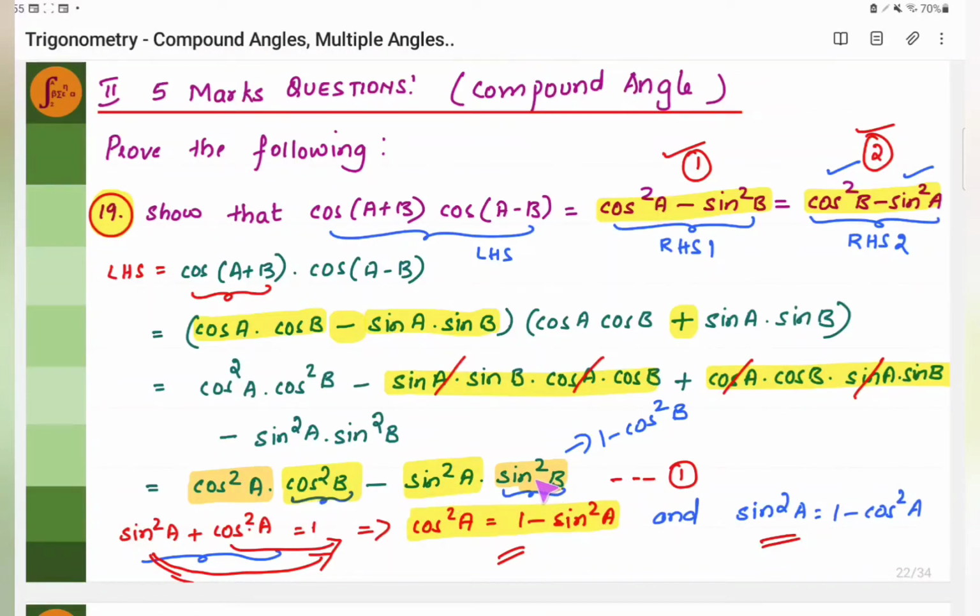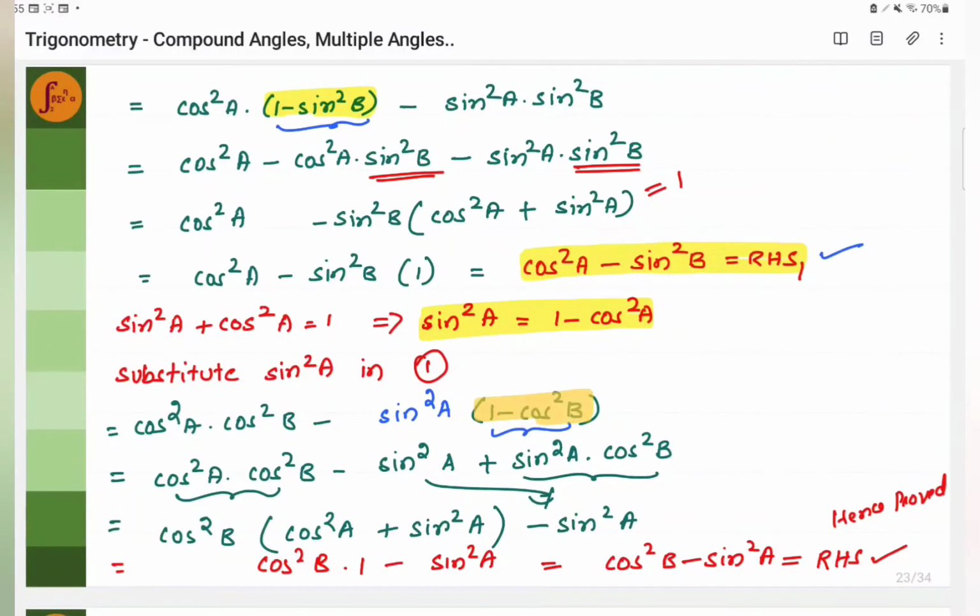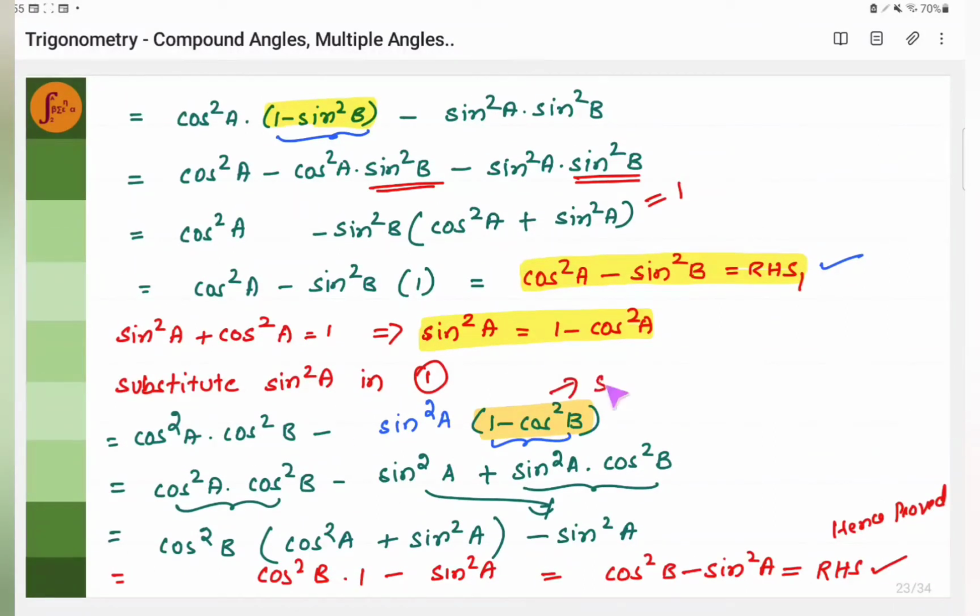So what we will do, we'll substitute sin square B with this particular formula, 1 minus cos square B. So when you substitute, this was originally sin square B. Now we substituted this with 1 minus cos square B. Now you expand. Now you will see that there is a common factor between this one and this one, right?